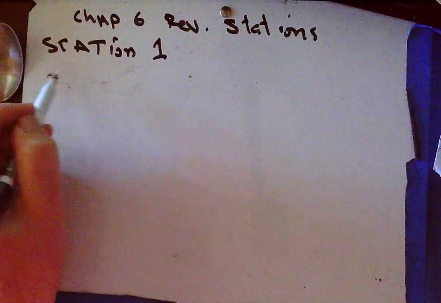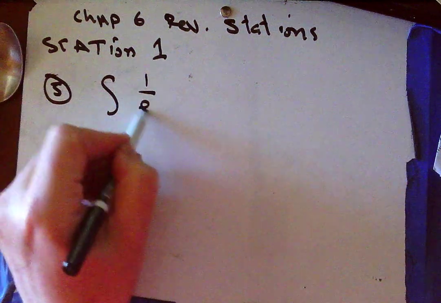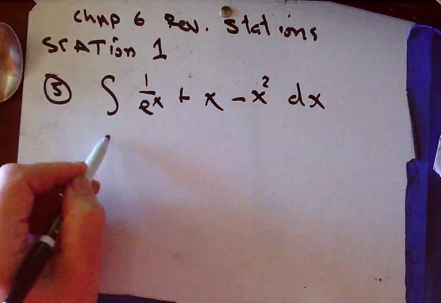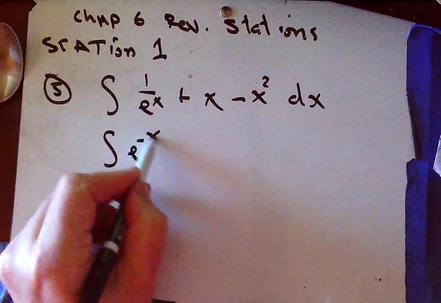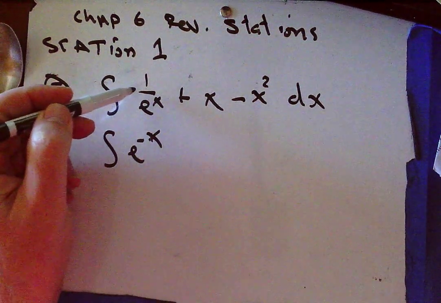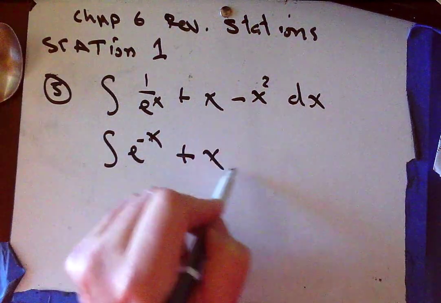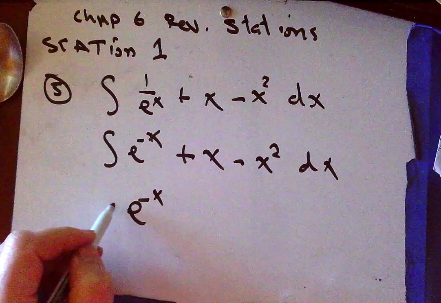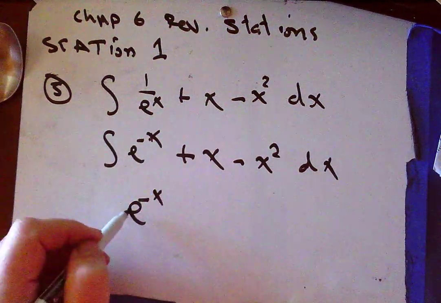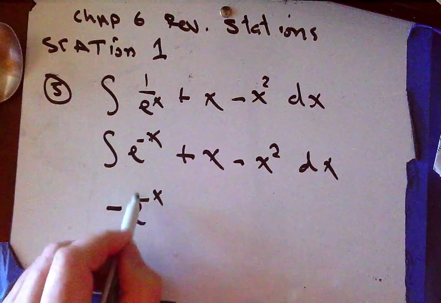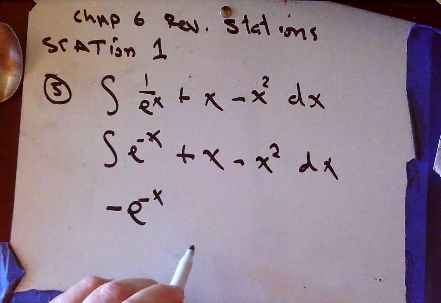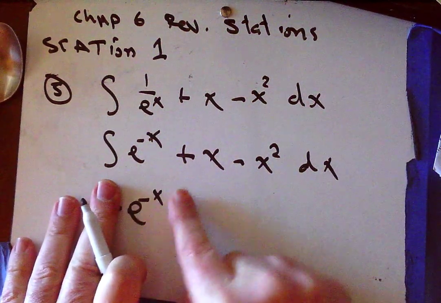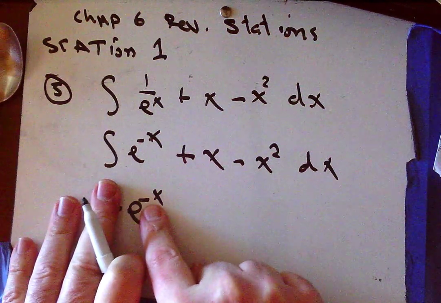Okay, and then the last one here, number 5, is the integral of 1 over e to the x plus x minus x squared dx. So, that to me is much easier than thinking about, should I use quotient rule here? So the antiderivative of e to the negative x is e to the negative x, but don't forget that minus, because you've got to undo that derivative of the inside function. If I take the derivative of this, it's going to be e to the negative x times the derivative of the inside function, negative 1.